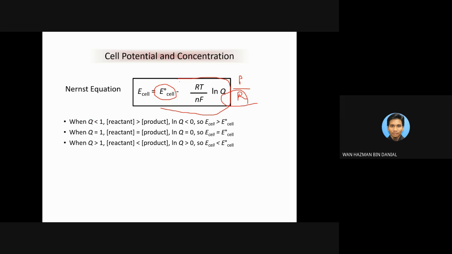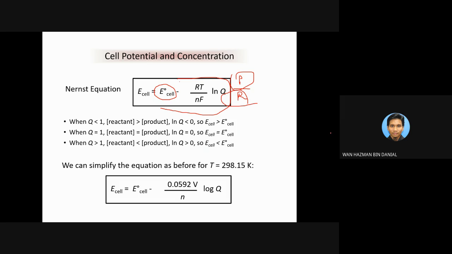Okay. Sebab tu you nampak bila Q less than 1, according to equation, memang dia akan dapat lebih positif lah. Okay. Kalau sama, dia akan dapat sama. Maksudnya samalah, sama. Tapi kalau dia lebih more, or product lebih maksudnya dia dah habis dah, reaction dia dah consume kan. The reactant tu semua dah consume. So probably you akan dapat E cell less than E node cell. Clear?